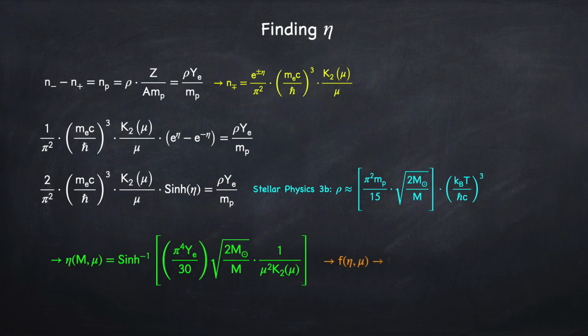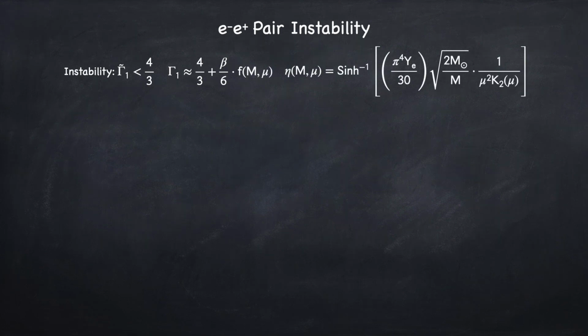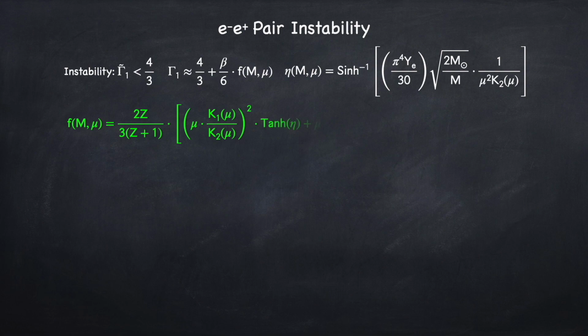This means that our function f of eta and mu will now be a function of mass and temperature, or mass and mu. Okay, now we have everything we need to find the electron-positron pair instability. We have a criteria for instability in terms of gamma 1, we have an expression for gamma 1, and we found what eta is. And our criteria for instability now is that this function f, which will depend on the mass of the star and mu, has to be less than 0.